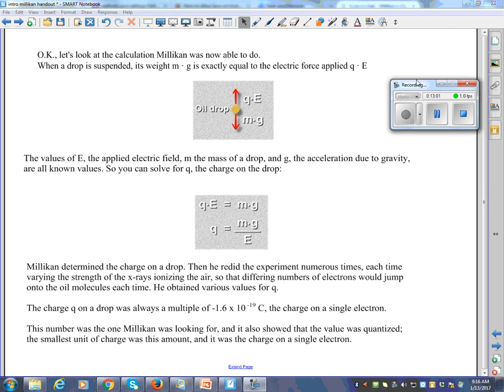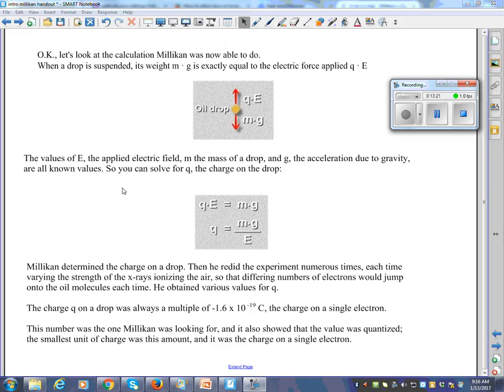So this next part here is talking about that same stuff that I've talked about. Let's look at the calculation Millikan was now able to do. When a drop is suspended, its weight, mg, is exactly equal to the electric force, QE. The values of E, the applied electric field, m, the mass of the drop, and g, the acceleration due to gravity, are all known values. So you can solve for Q, the charge on the drop.